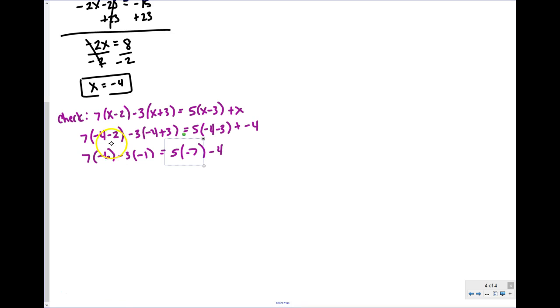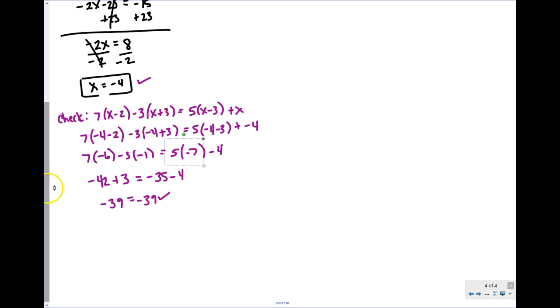Okay? Now we multiply. 7 times negative 6 is negative 42. Negative 3 times negative 1 is a positive 3. And 5 times negative 7 is negative 35. And then the tack on the negative 4. Negative 42 plus 3, that is a negative 39. And look at that, negative 35 minus 4 is also a negative 39. So I know that my answer of negative 4 was correct.